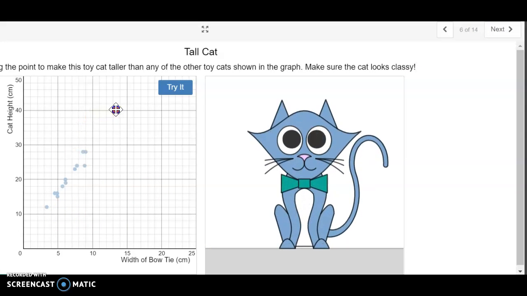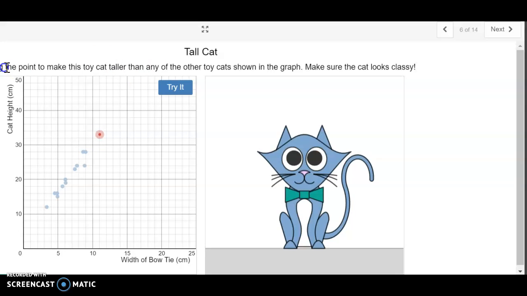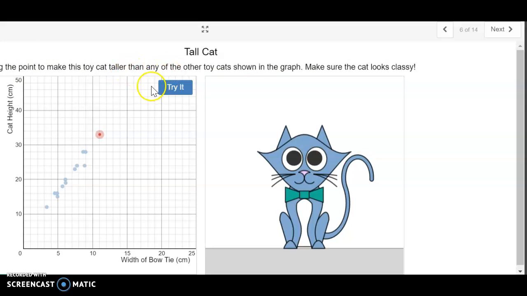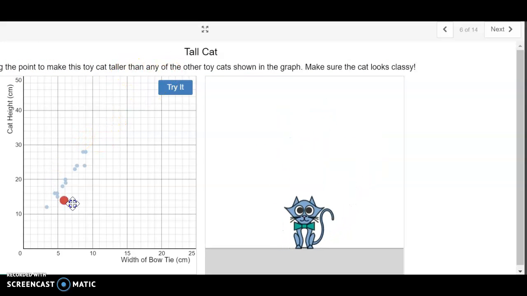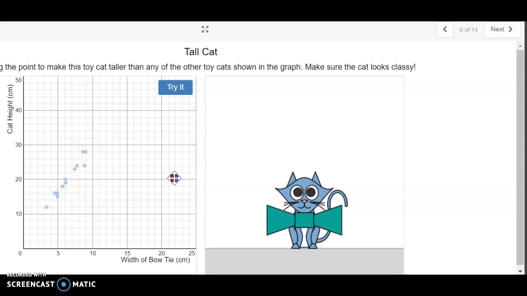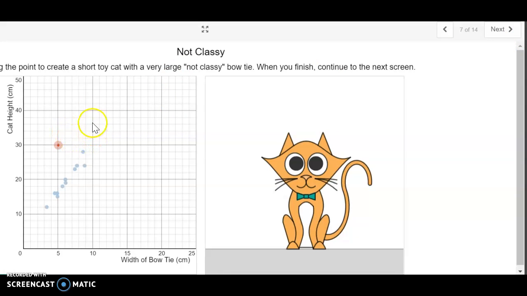And now move this red dot around the coordinate plane. Now you have the capability of moving it on the y-axis at your will and move it on the x-axis at your will, and make sure that you are dragging it in such a way that you are answering this question. Your job, make this cat taller than any of the other cats on the graph, and by that they mean these ordered pairs on the graph, but also keeping it classy. So whatever you determined a classy cat to be based on what you did before, make it classy, but make it taller.